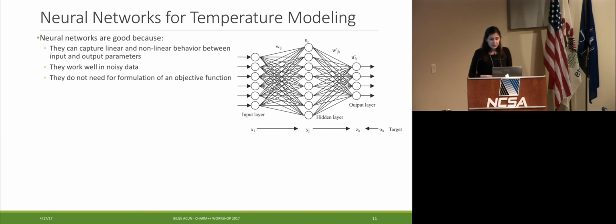And we decided to use neural networks for temperature modeling because they have some good properties. For example, they can capture linear and nonlinear behavior between the input and output parameters. They seem to work well with noisy data. And the best, I think, is they do not need formulation of an objective function. So you can use them as a black box where you put in your input data and get the results.